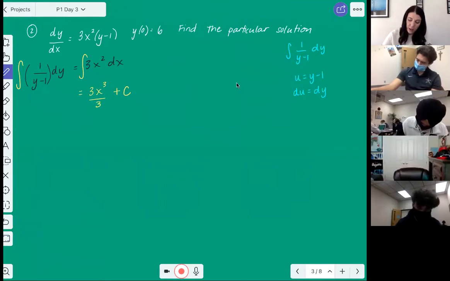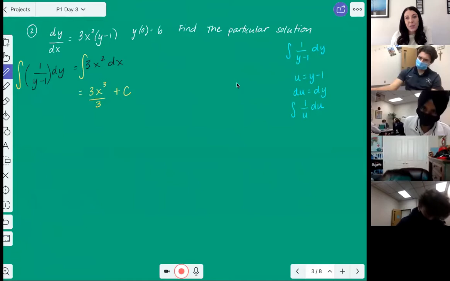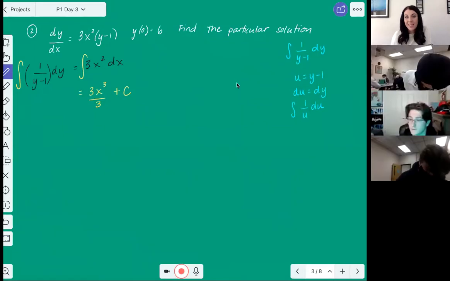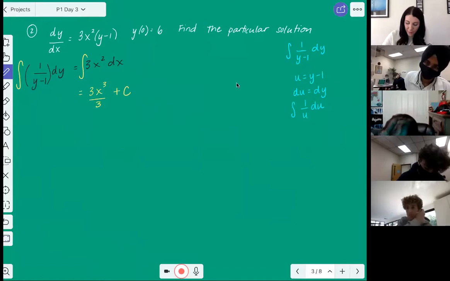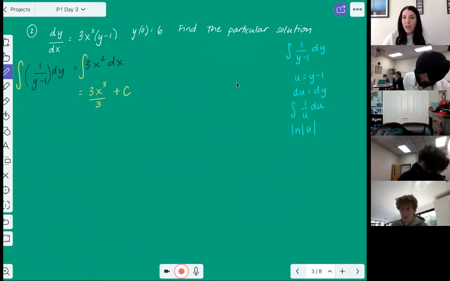Now my integral becomes 1 over u du. Does anyone know what the integral of 1 over u du is equal to? The natural log of the absolute value of u. Fantastic job, Charlie. Natural log of absolute value. Remember, the absolute value is essential. So we need natural log of absolute value of u.